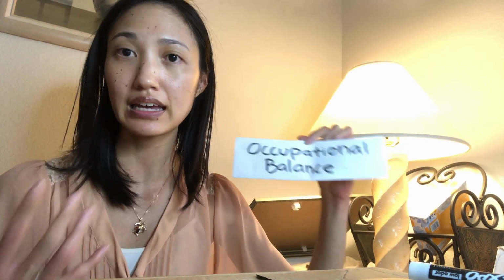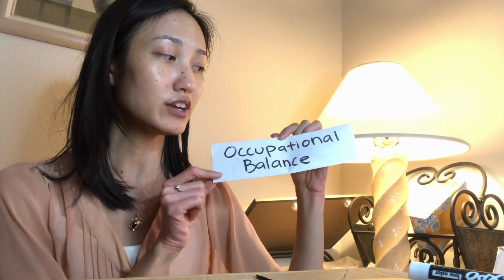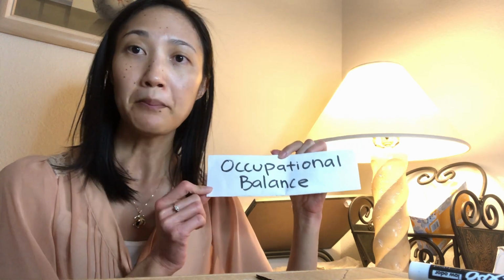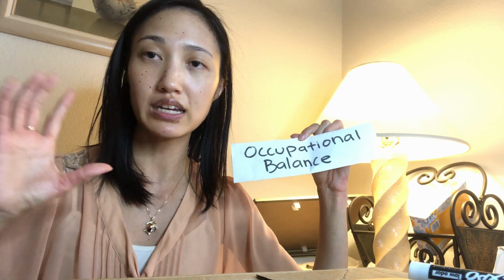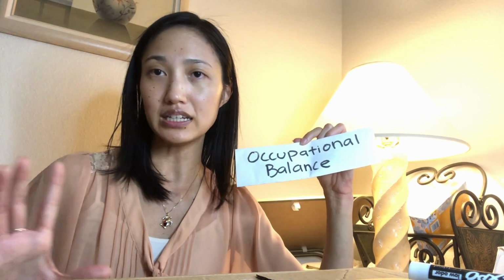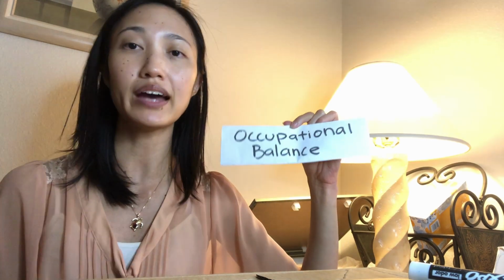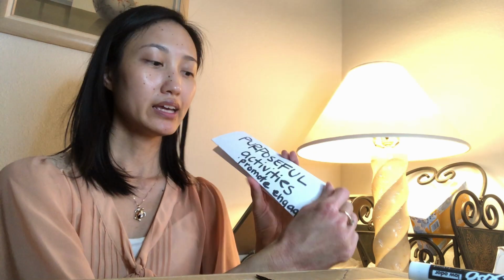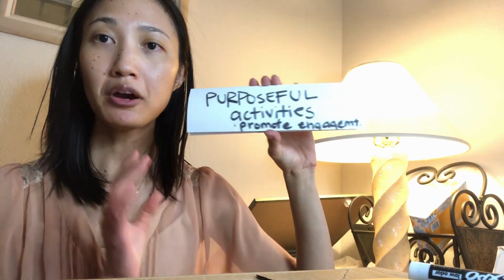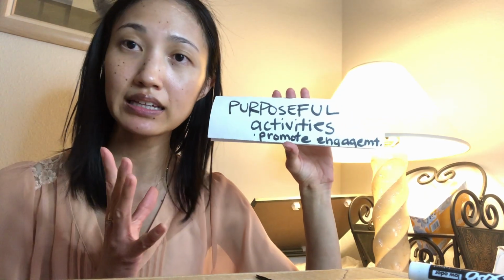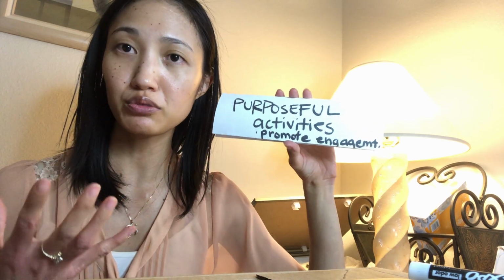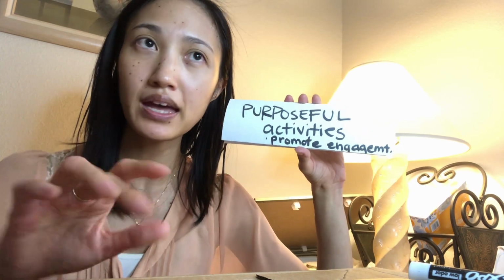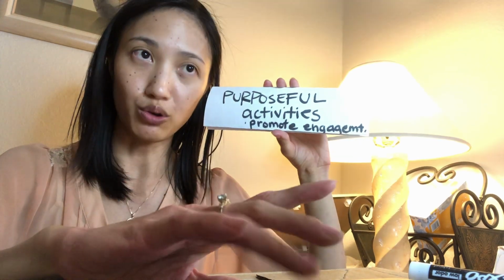So you can directly say that I will work on achieving occupational balance every day by not only prioritizing my work, but also prioritizing my family time and my own leisure time, and of course sleep and all of that. And then the next word is purposeful activities. Now, purposeful activities are anything that you have the person do with an intended outcome and goal.